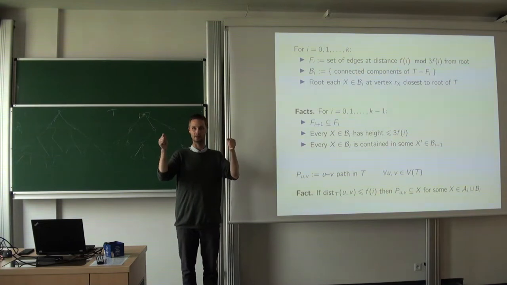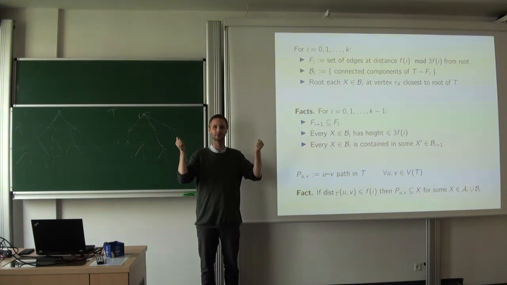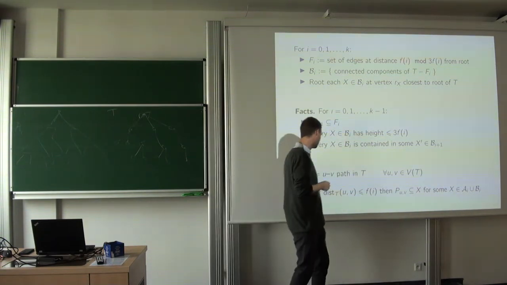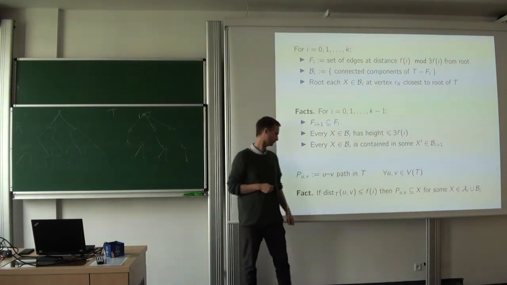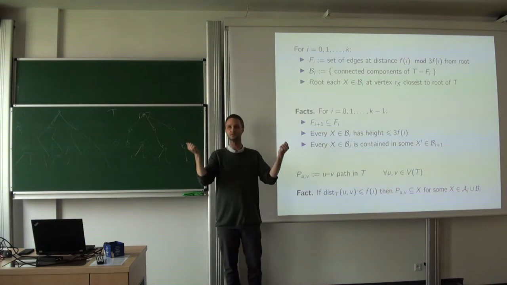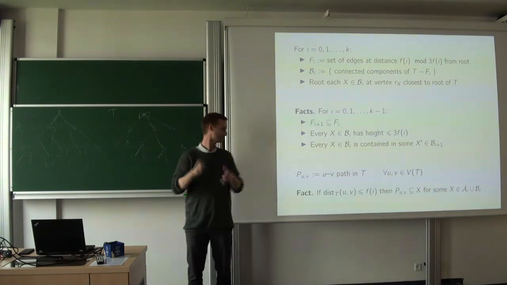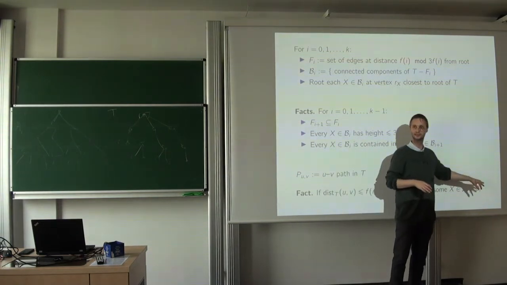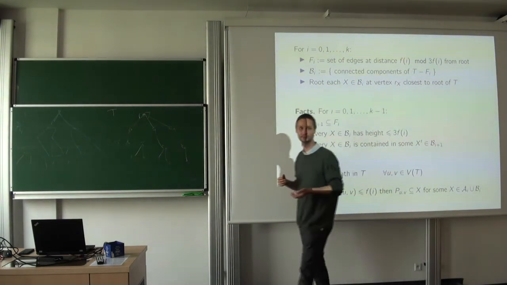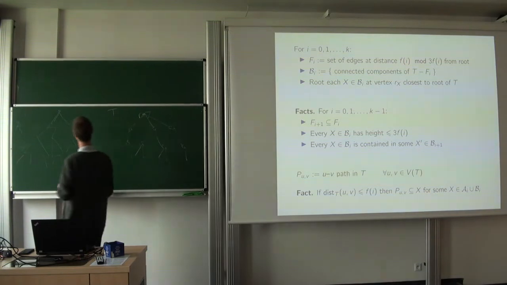Take any pair of vertices u, v in your tree. I will use P(u,v) for the unique path between u and v in the tree. Now, think of a pair u, v where that path is of length at most fi, so in other words, the distance between u and v is the length of that path. So if you look at a pair u, v where the path has length at most fi, I claim that there is some tree either in AI or in BI that accommodates this path, in the sense that there is some blue tree either in AI or in BI that completely contains your path. Okay, let's check quickly why this is true.